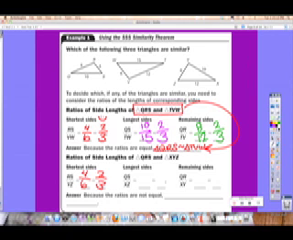Okay, technically, can we stop here? Yeah. Have we already shown that they're not proportional? Yeah, so you could say, no, they're not proportional because of this.